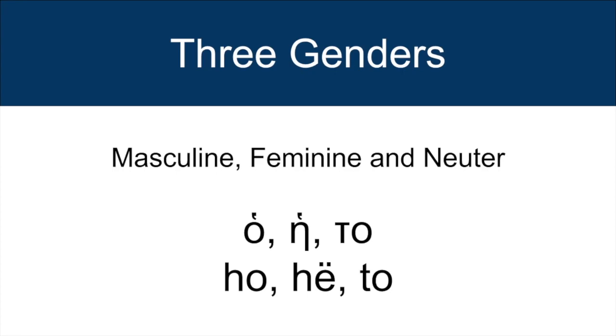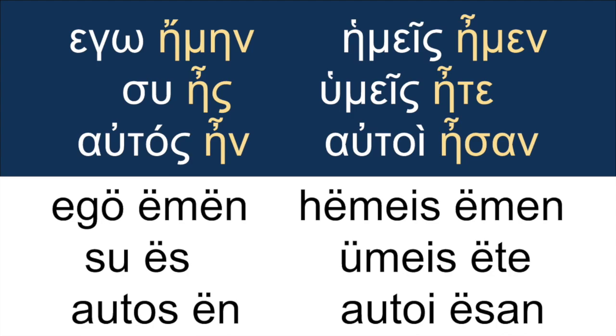I mentioned masculine and feminine, ho and he. There's a third grammatical gender that is neuter, that is to. Now, these articles are declined. We'll go over the declension of them a little bit here, but we'll go into it in more detail in another video because I don't want this to be all about genders. I don't want this to be all about conjugation either.